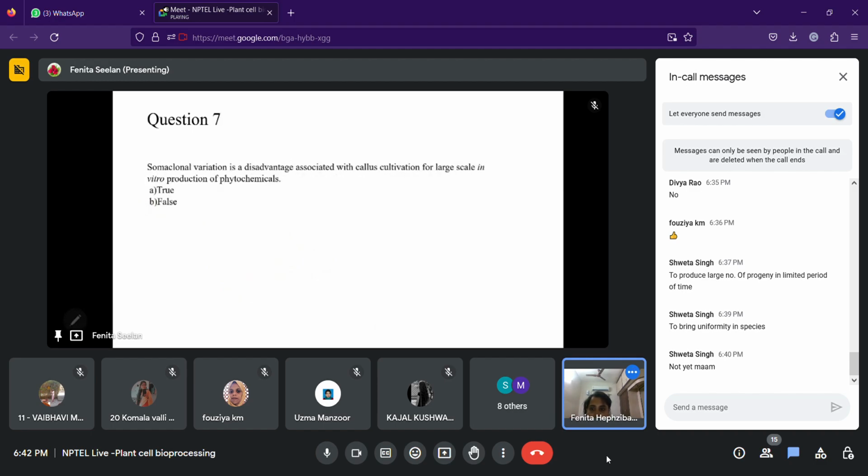Okay, so here again we are at somaclonal variation. The question is: somaclonal variation is a disadvantage associated with callus cultivation for large scale in vitro production of phytochemicals. Is it true or false? I think with this question, you guys will be able to answer the previous question a bit.